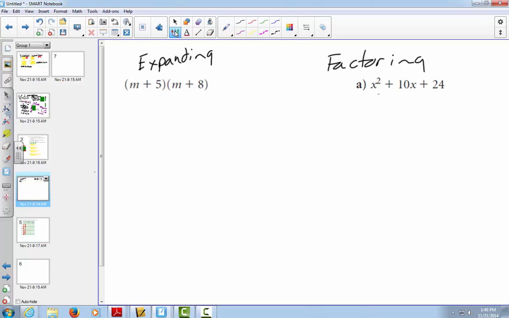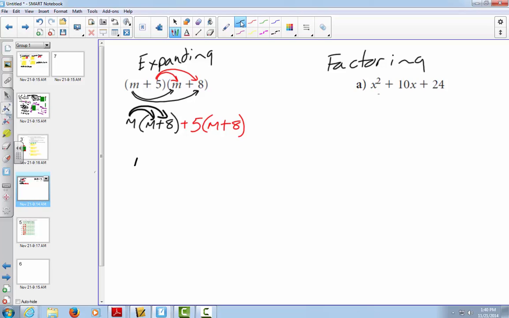take the first term here and we multiply it by both terms in the next set of brackets. So what that means, I'm going to write it like this, m plus 8. And then I take 5 and multiply it by both terms in the other set of brackets. Now I do the multiplication part just to show that.